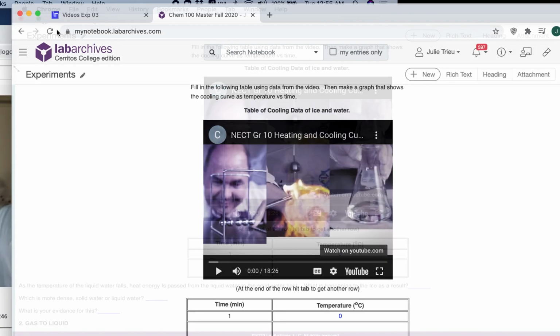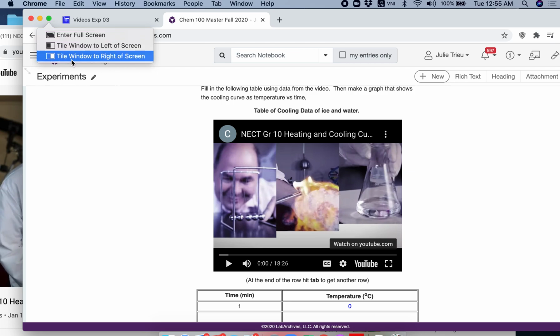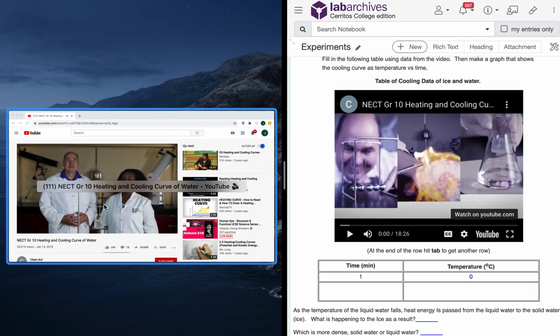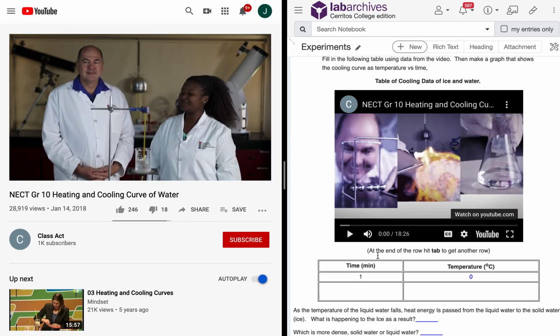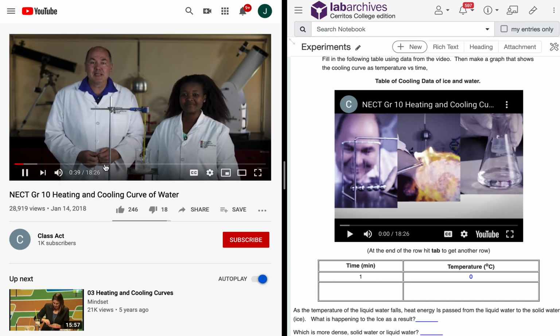Hi grade 10s, I'm John McBride. And I'm Joyce Pogo. Today we'll measure the temperature of water as it melts and is heated to its boiling point. We'll also measure the temperature of water as it cools. Using this data, we will plot graphs of temperature against time.